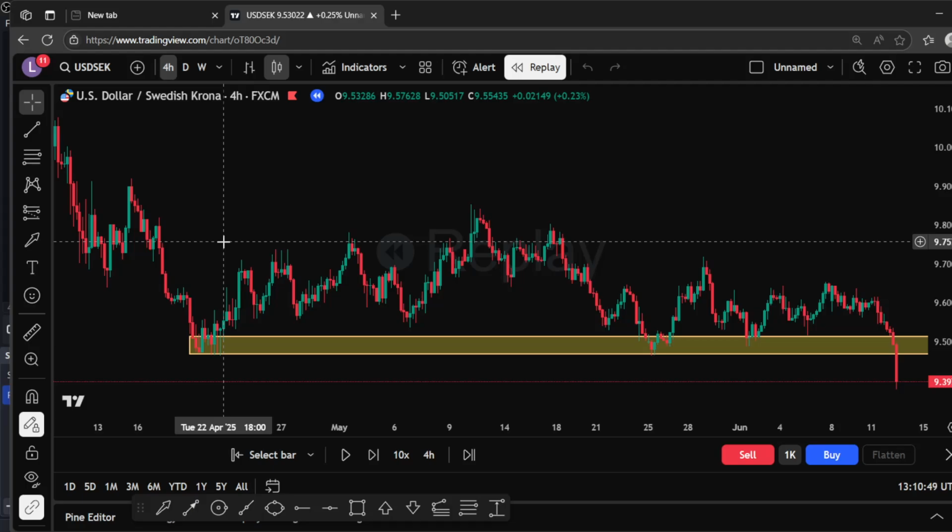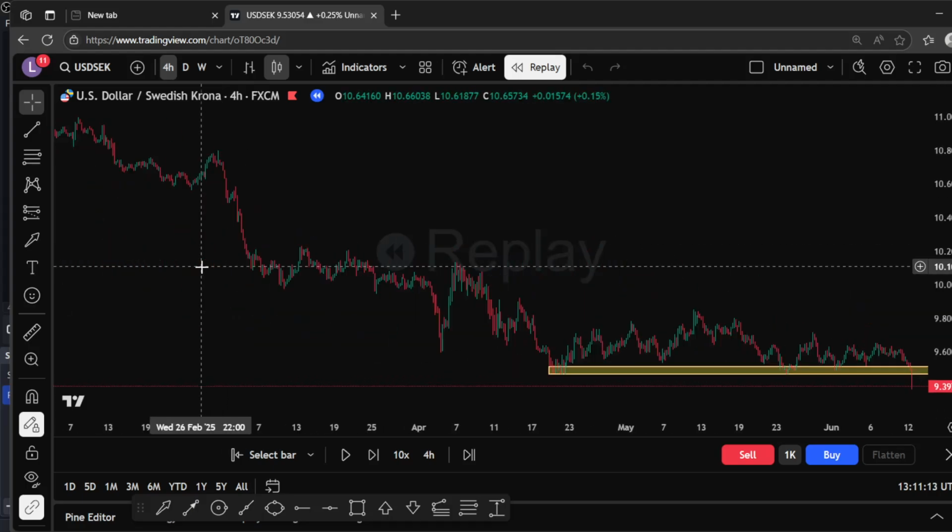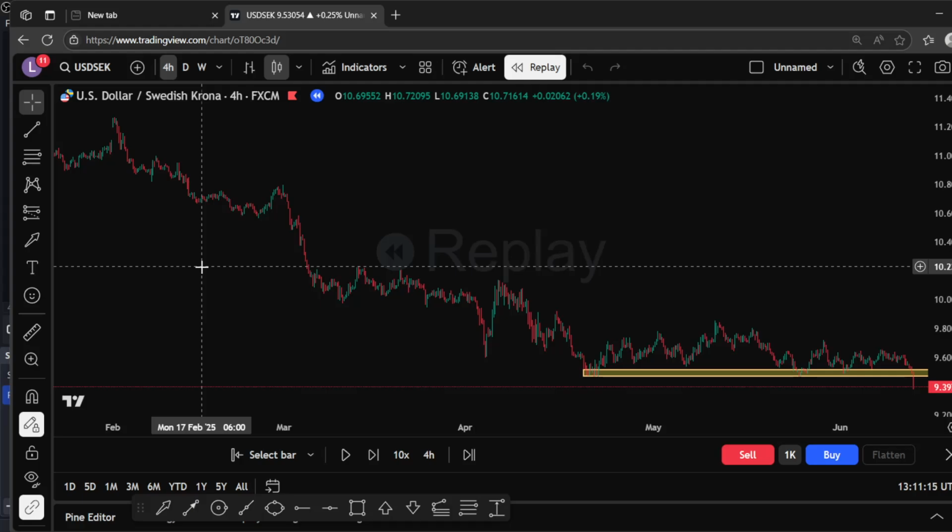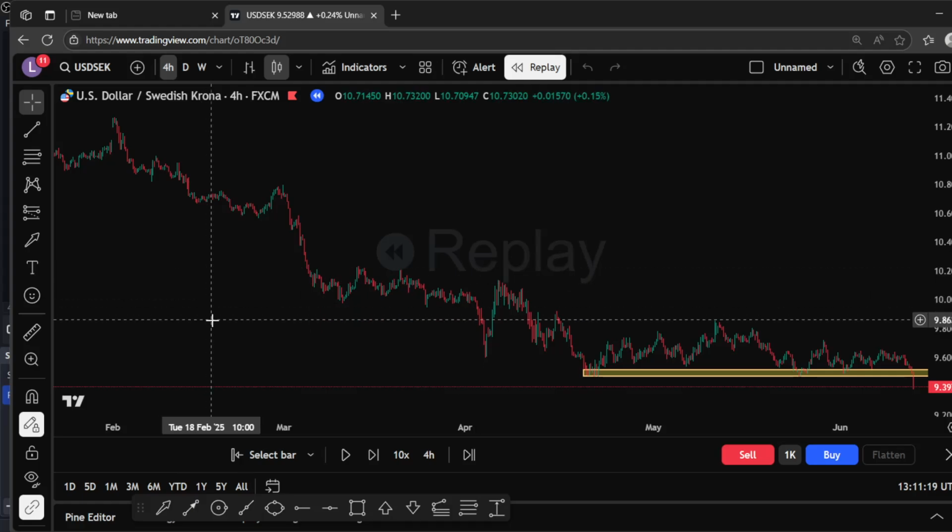This is the US dollar against the Swedish krona 4-hour time frame. If you've not seen my previous video, welcome to my channel. The first thing I do each time I open a chart, it doesn't matter what time frame I'm looking at, is the same process, the same principle that I apply. The first thing I do is identify my trend. On this 4-hour time frame, this was a clear downtrend.